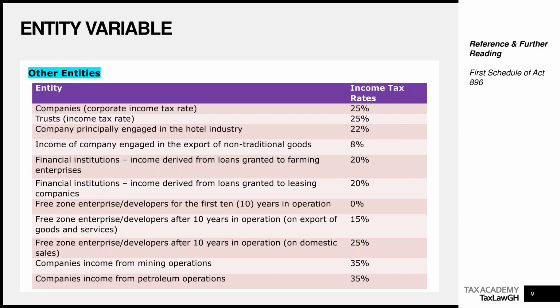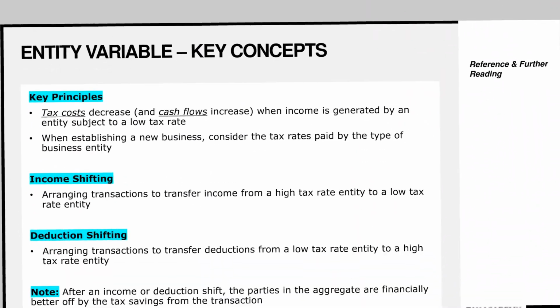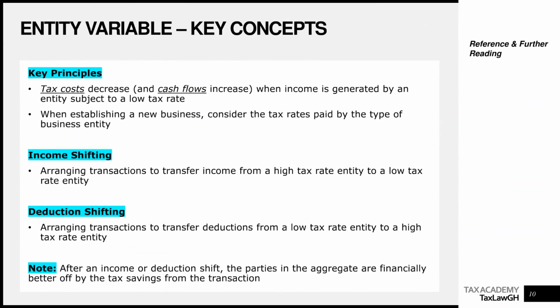When it comes to mining companies and upstream petroleum operations, they attract a corporate income tax rate of 35%. Actually, this is the highest corporate income tax rate provided in our laws. So here too, an entity is also a company registered under our Companies Act of 2019, Act 992, just like every other company. But because of what they do as an entity, here they pay a higher corporate income tax rate. So these are the key things we need to remember when it comes to the entity variables. But now that we've looked at rates, what other key concepts must you consider under the entity variable?